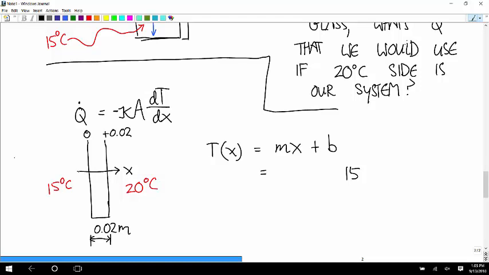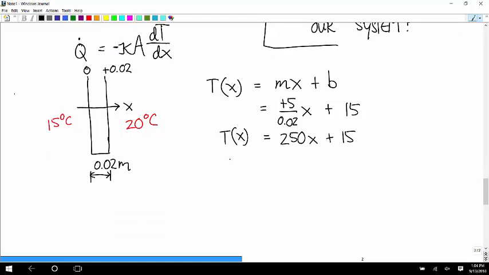And then the slope we'll do is rise over run. So what's the rise of the function over those 2 centimeters? 5. It goes up 5 degrees Celsius. What's the run? 0.02. So the slope is 250, and the function is 250x plus 15. So that's the temperature as a function of x. So dT/dx is 250.